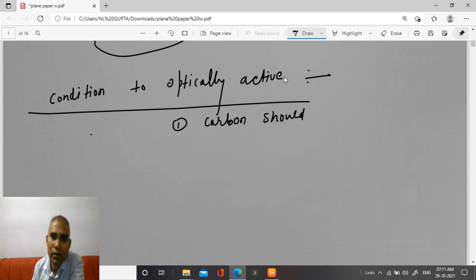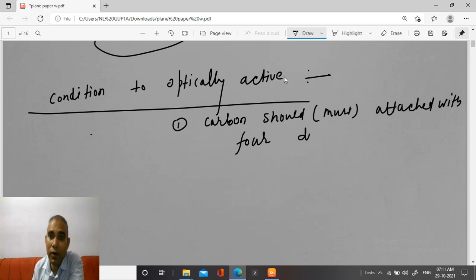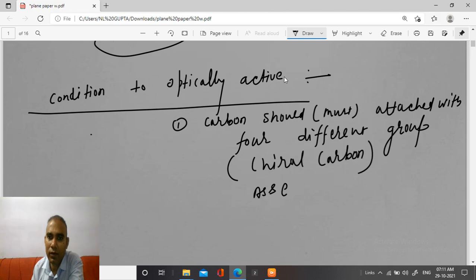Carbon must be attached with four other groups, four different groups, not the same, four different groups. This is known as a chiral carbon. This is also a chiral carbon. One more name is asymmetric carbon. This is also known as asymmetric carbon.